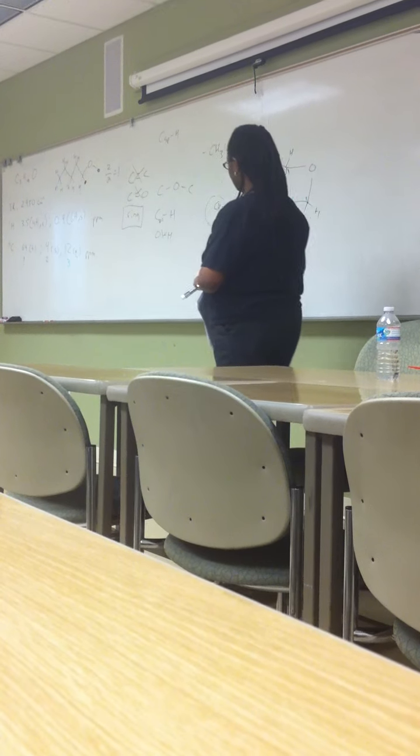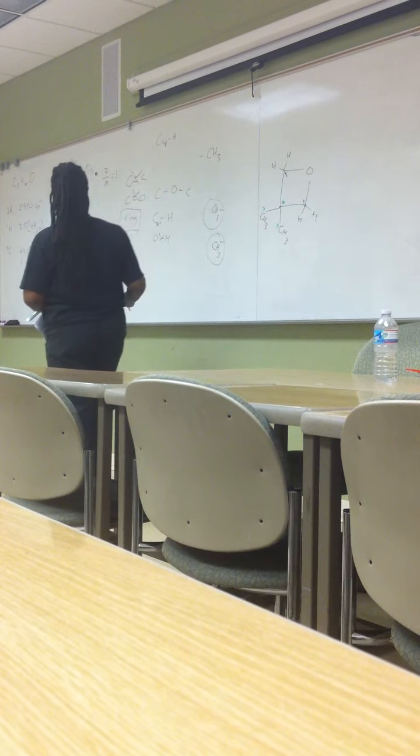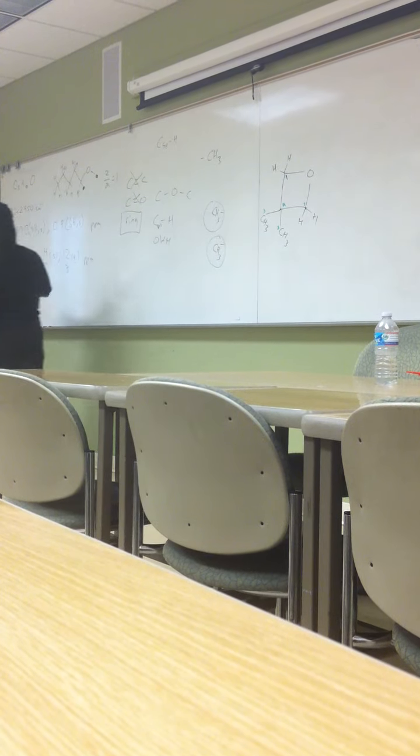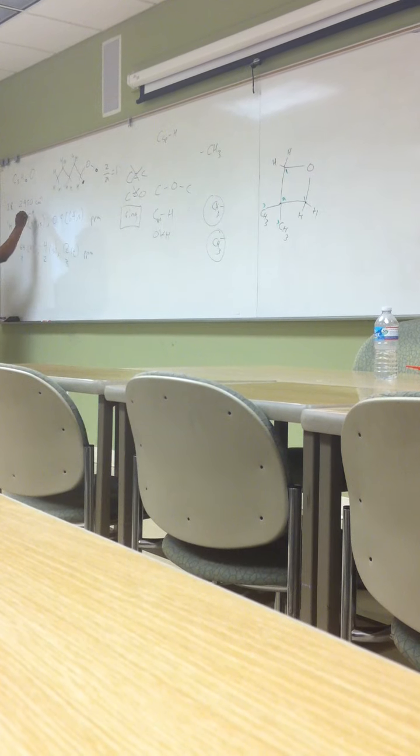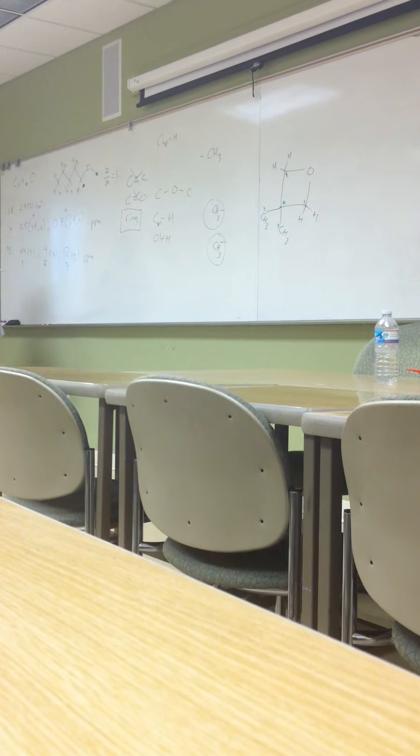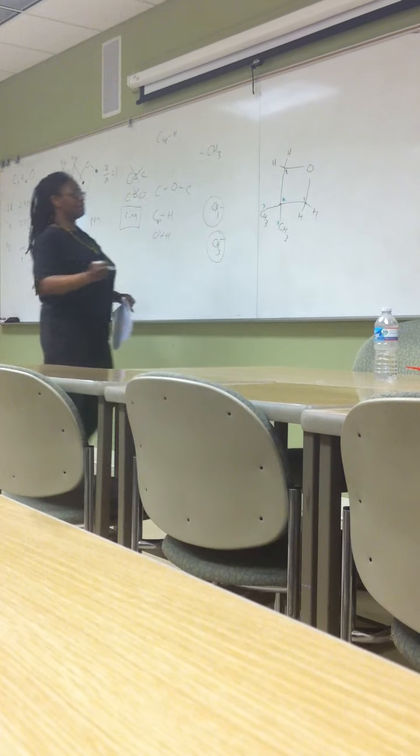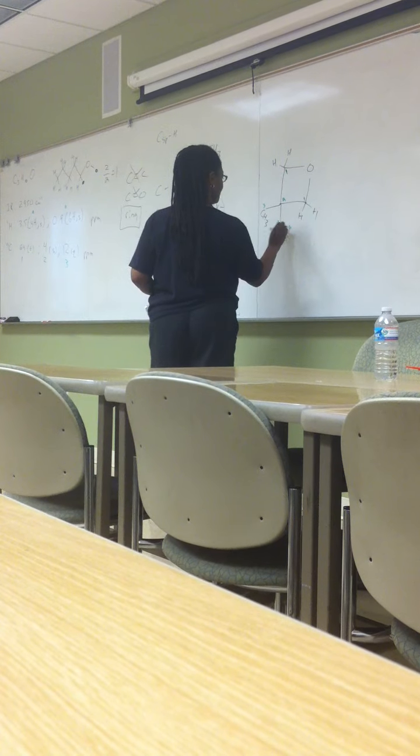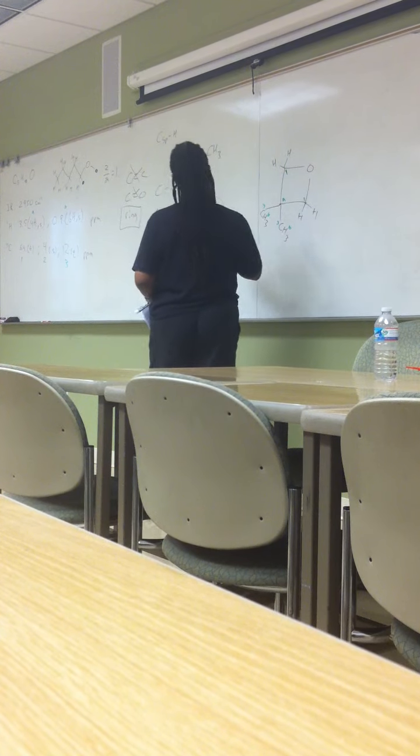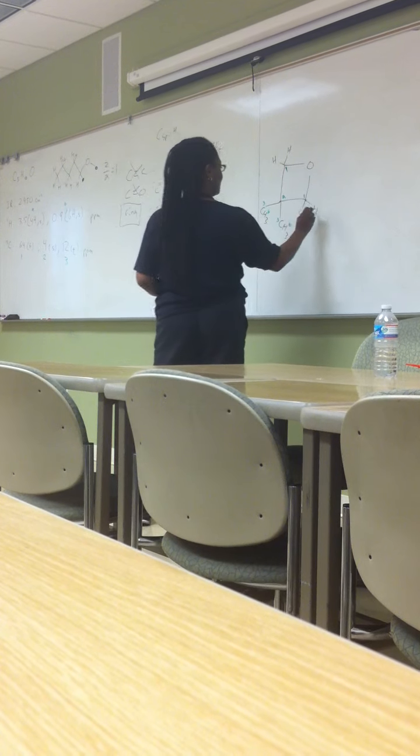And then let me label these protons here. Okay, so let's say this one is A and this one is B. So these methyls would be B, B, and so then the other ones would be A.